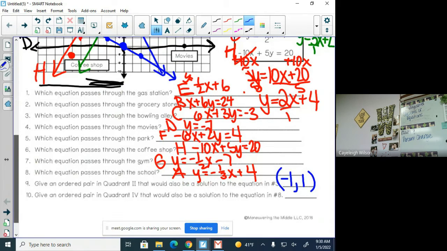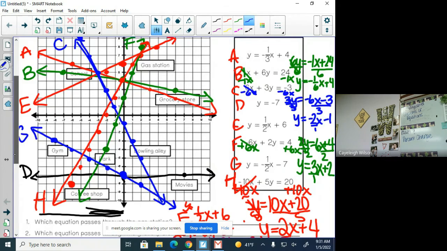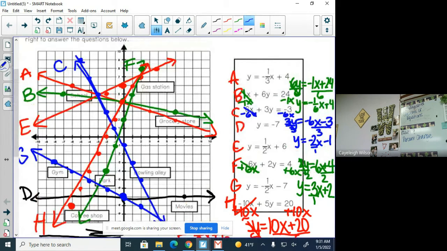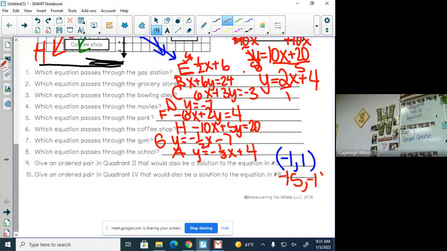All right, and then give an ordered pair in quadrant 4. That would be a solution to the equation in number 8. So number 8 was equation A, and quadrant 4 is the bottom right. So let's look at A. Ooh, the graph quits going there. How am I going to figure out what point's in there? Keep going. On A, the slope was negative 1/3, so down 1, right 3. Down 1, 1, 2, 3, so right there. Which would be 11, 12, 13, 14, 15, negative 1. Or positive 15. That one was a little bit harder. I think those last two were probably the hardest part, especially if we didn't know our quadrants.